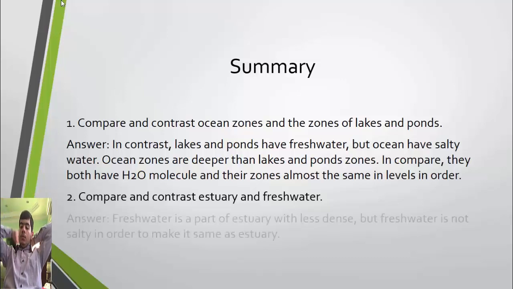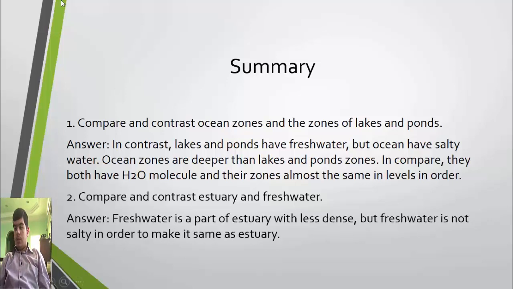Here is the answer. Freshwater is a part of an estuary, but less dense. Actually, it looks like the estuary is bigger than freshwater. It's a big system, but freshwater is not salty. In order to make it the same as an estuary, it would have to have ocean water, salty water, or it will not be an estuary. It will be like an ocean. If there is no fresh water at all, then there is no estuary. It will be ocean only.